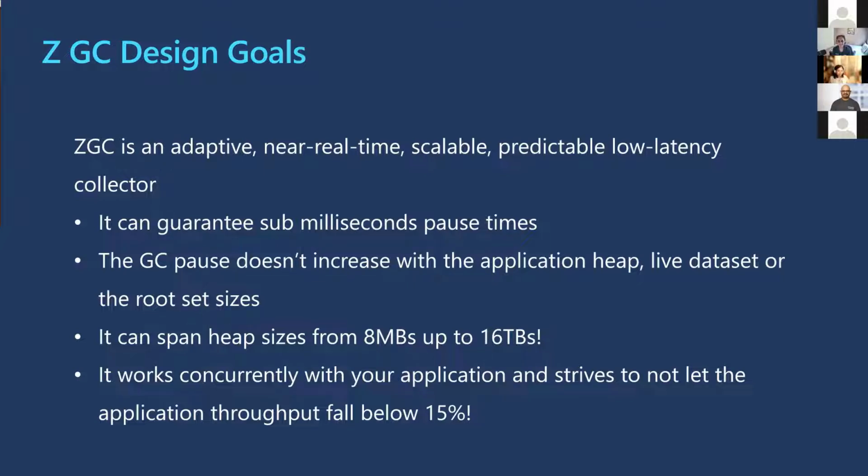affecting the way your application throughput works. And that's why there is a goal by ZGC to not let your application throughput fall below 15%. And I haven't, in many of my experiments, I haven't seen it fall below 10. So this is really a great progress by ZGC team. So I'm happy to report that I have not observed anything worse than 10.